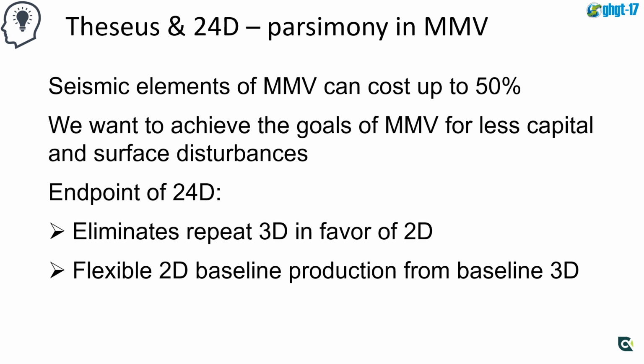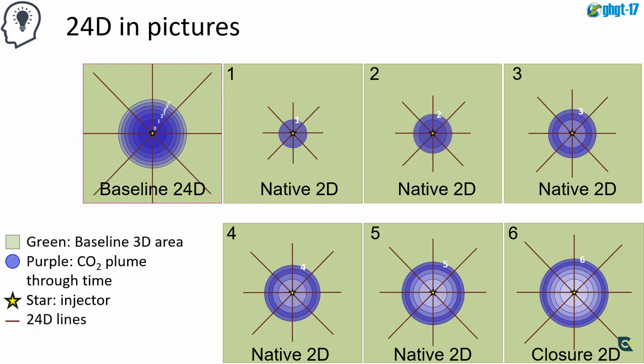And this takes us to today's idea, which we call kind of the endpoint or the extreme endpoint of Theseus, which is total 24D, where repeat 3D is entirely eliminated in favor of repeat 2D. Now, in order for something like this to work and meet all the goals of MMV, there has to be a way of producing flexible 2D baselines from the baseline 3D. And we'll show you what we mean by that.